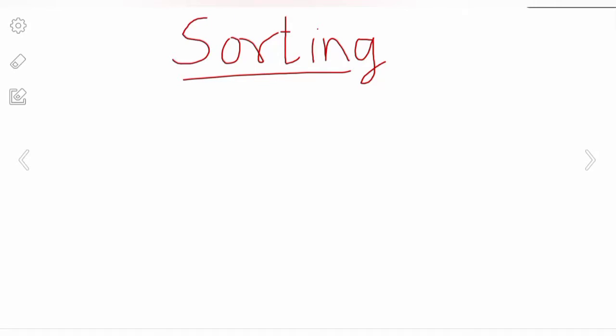In this video we are going to learn about what is meant by sorting and what are the different types of sorting techniques that we can use in data structures. In the case of sorting, the data may be sorted in two ways: either in ascending order or descending order.